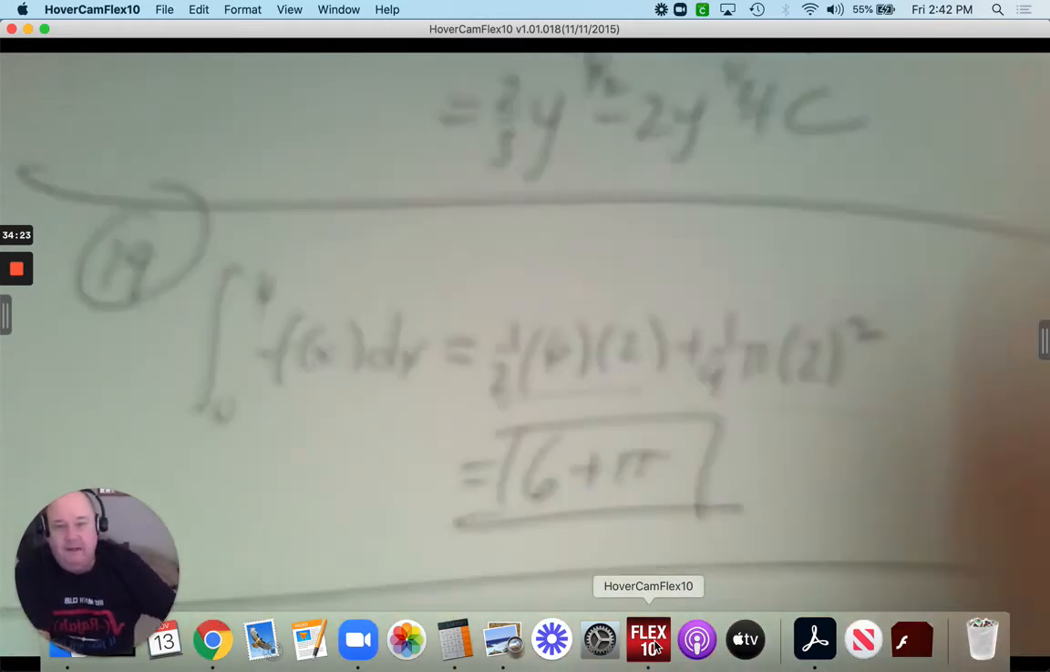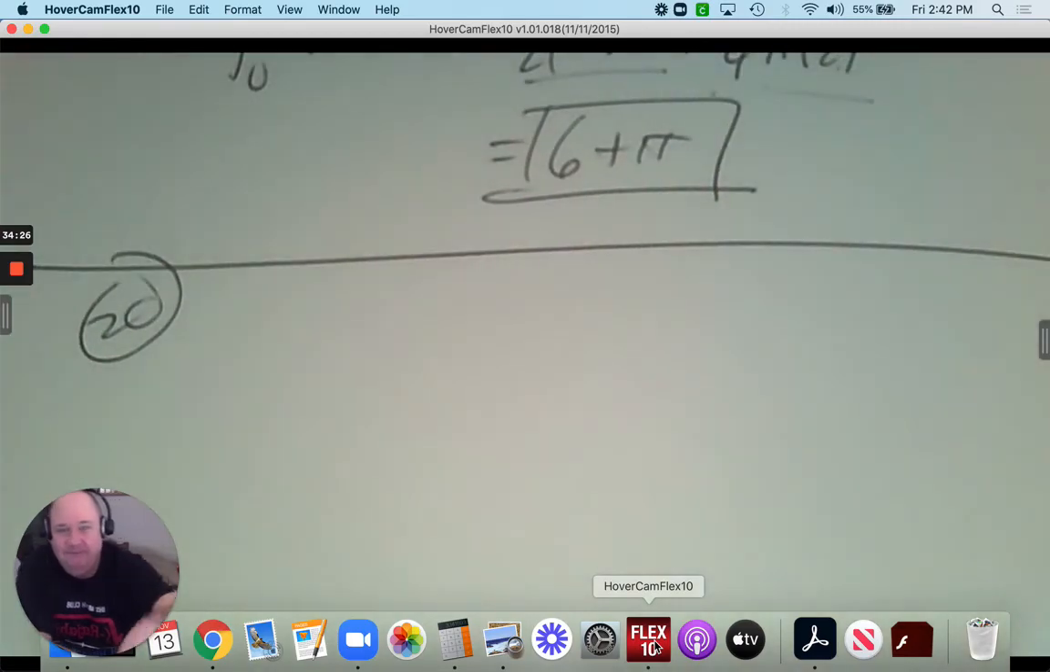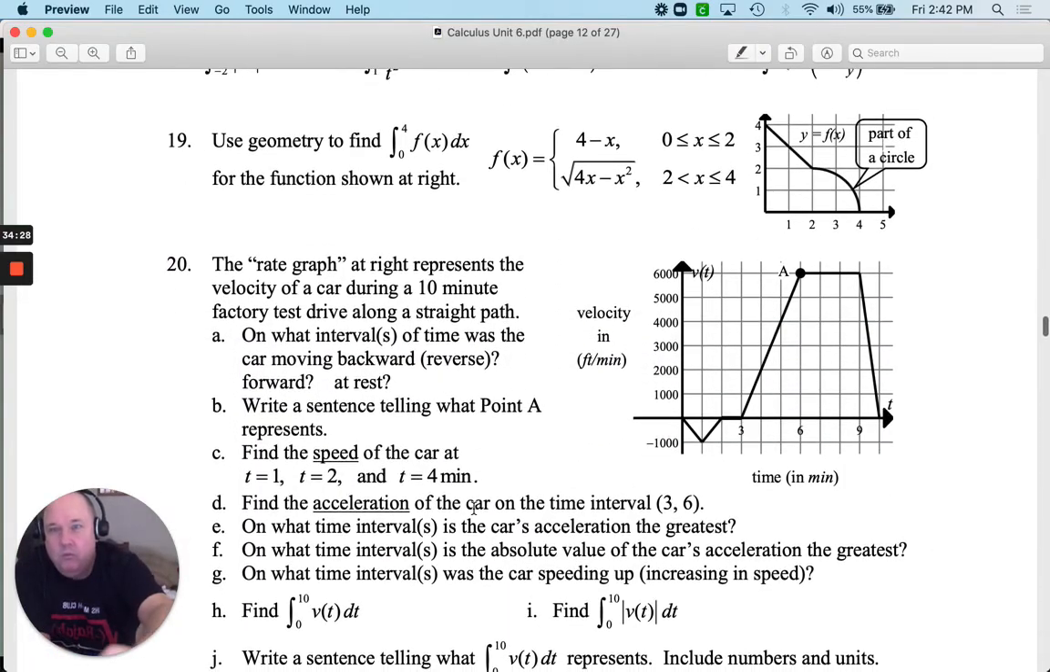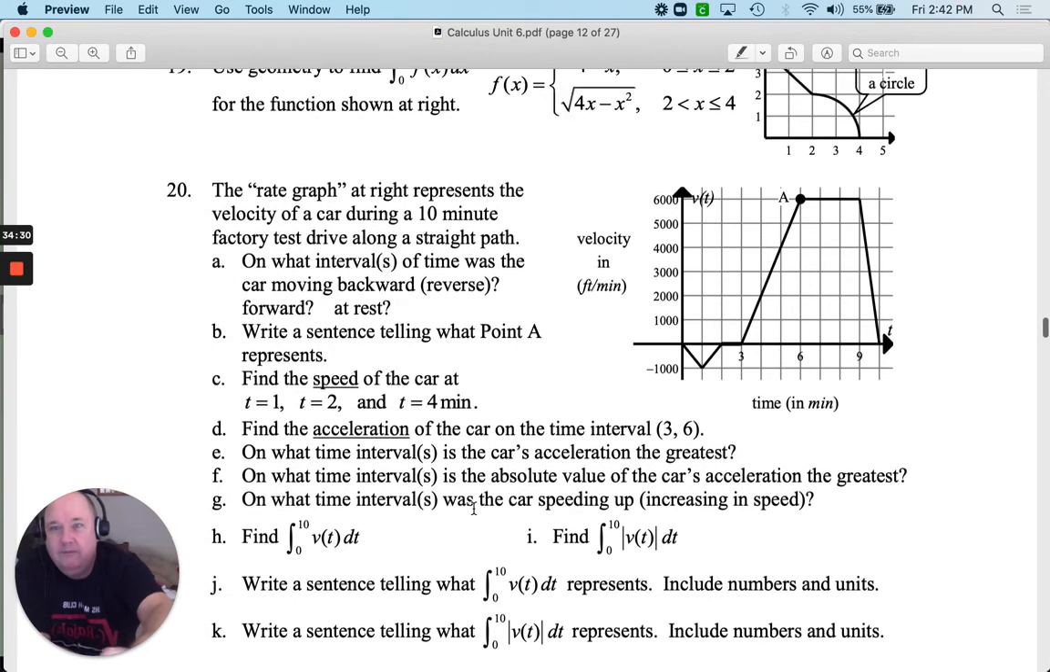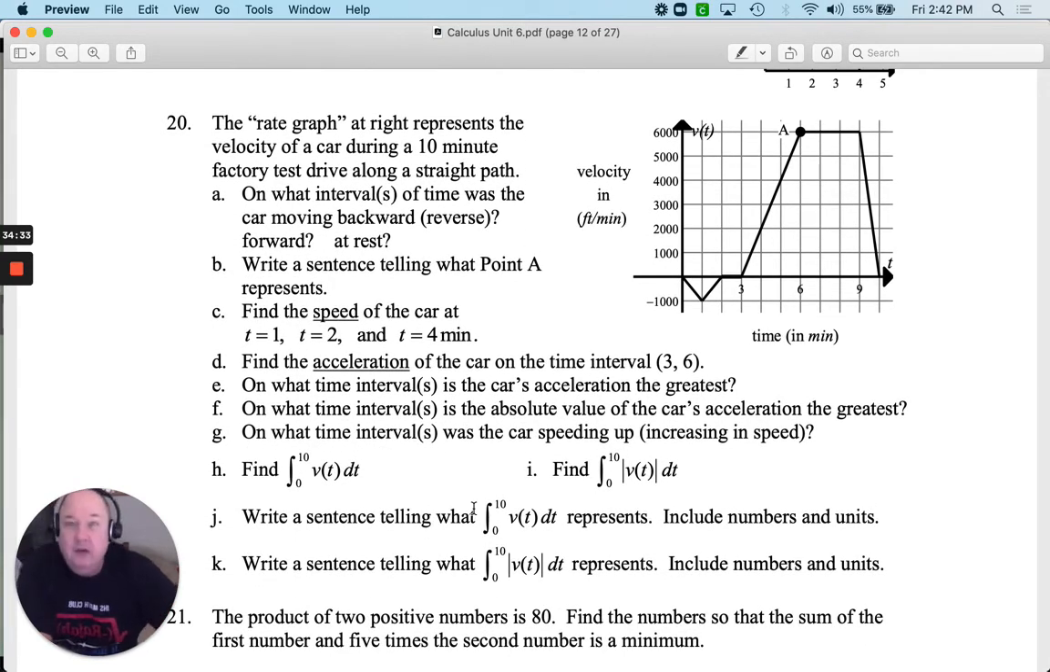Number 20. Here's our long question. 20, you have a rate graph. Can you interpret a rate graph? Of course you can. It says, on what interval of time was the car moving backward? And that would be when it's negative. So that's when it's underneath the graph. So in minutes, it would be from 0 to 2 minutes because it's below, it's negative. So from 0 to 2 minutes, it's moving backward.